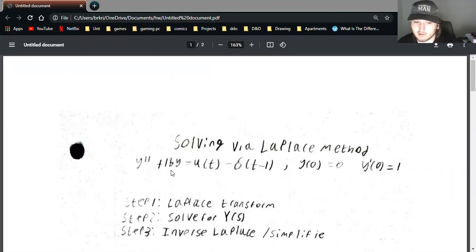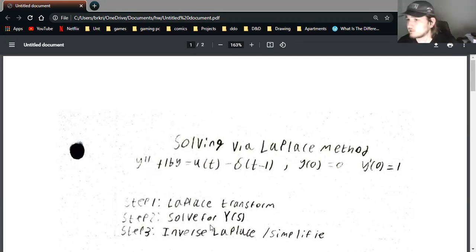Step one would be to take the Laplace transformation of this equation. So each of these four parts, you will find the Laplace form of them, and then you plug them in. And so you will have a new equation with capital Y's here and there. Then you want to solve for the capital Y's. You want to move all of them to one side of the equation, and then everything else will be on the other side of it.